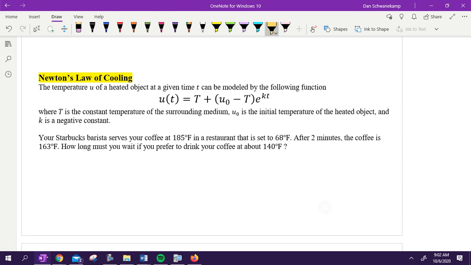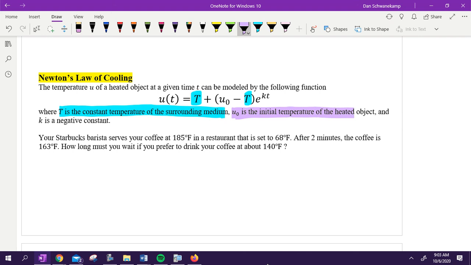So the temperature of a heated object at a given time can be modeled by this equation. U of T is going to be basically the ending temperature of this thing. T is the constant temperature of the surrounding medium. So what is the temperature in the room? What is the temperature in the whole refrigerator? That is T.